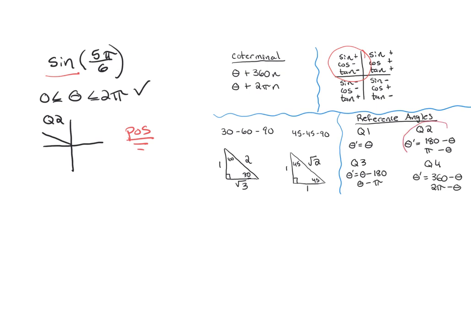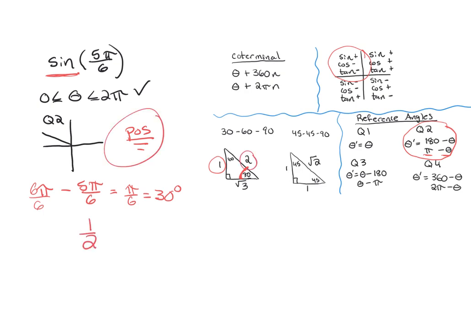And in quadrant 2, the reference angle is pi minus theta. So pi minus 5 pi over 6 is going to be, well, this would be 6 pi over 6, so that's just pi over 6. And pi over 6, we should just know, is 30 degrees. So now 30 degrees is my reference angle, and I'm doing sine, which is opposite over hypotenuse, 1/2, and it's positive.